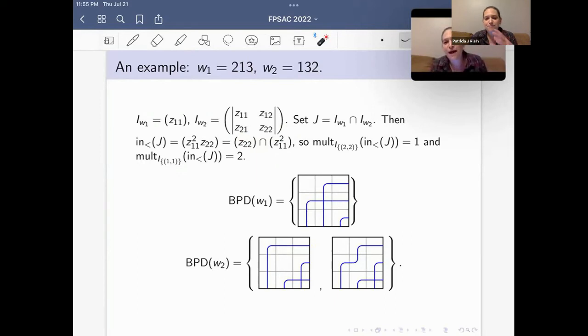So one thing that's different about bumpless pipe dreams and pipe dreams is that for bumpless pipe dreams, you can have two different bumpless pipe dreams with the same set of blank tiles. And that gives you the same prime in the initial ideal twice. And for pipe dreams, you don't have two different pipe dreams with the same set of crossing tiles, so you can't get any primes with multiplicity.